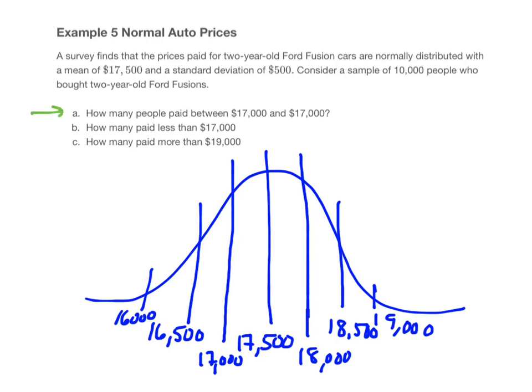Okay, so the first question, how many people paid, this is a typo in the ebook, so how many people paid between 17,000 and it should be 18,000. Okay, so we're looking at this range right here, right? And you'll notice that that's from 1 standard deviation below the mean to 1 above. So that rule would tell us that 68% of people fall in that range, and then 68% of 10,000 is 6,800.